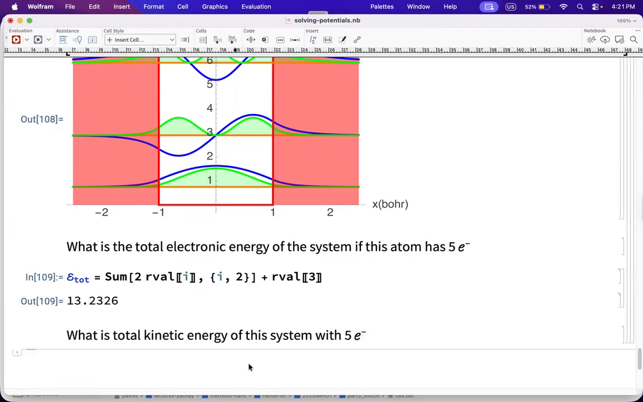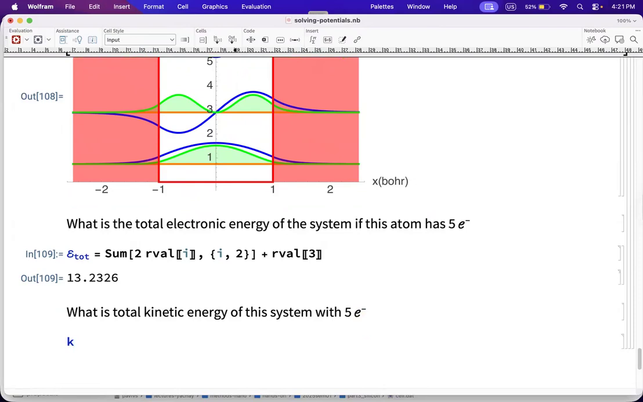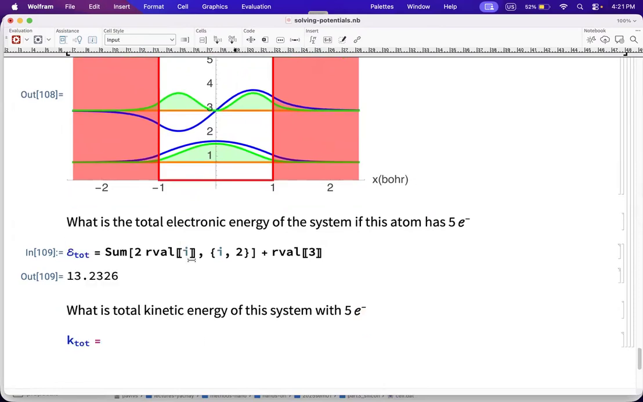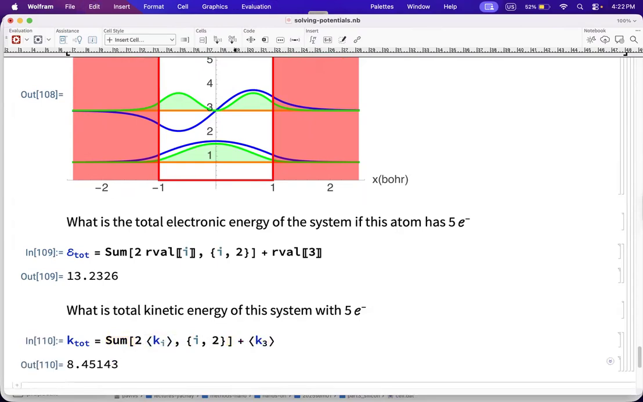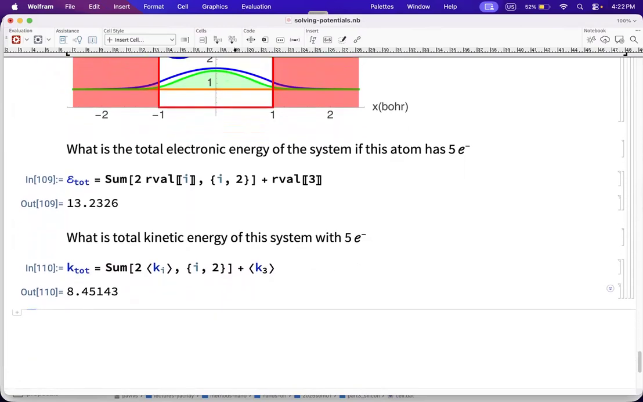What would be the total kinetic energy? I'm going to put K dot. Let's put the sum again, two times, since we computed this. Sum over i, comma i, comma 2. So K sub 1 plus K sub 2 plus K sub 3. See, that is the total kinetic energy. Remember, this is in Hartrees.